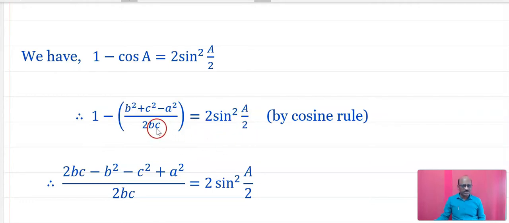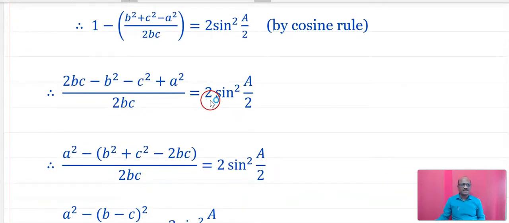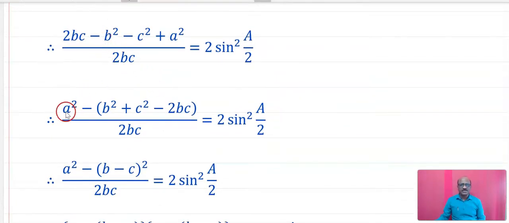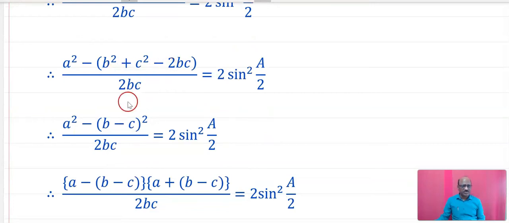If we simplify, that is 2bc into 1, that is 2bc, open the bracket, minus b square minus c square, and this minus and minus will become plus. Therefore this divided by 2bc is equal to 2 sine square A by 2. And again if we simplify here, that is a square minus in bracket b square plus c square minus 2bc upon 2bc, that is equal to 2 sine square A by 2. But what is this? This is the perfect square. b minus c bracket square upon 2bc, and that is equal to 2 sine square A by 2.